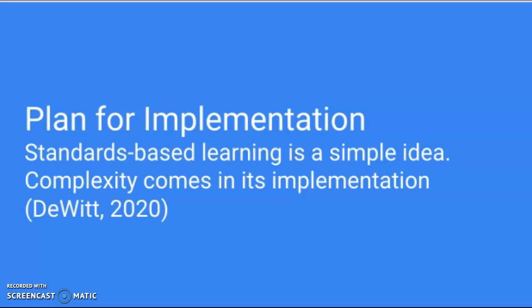Standards-based learning is a simple idea. Complexity comes from its implementation. To successfully implement standards-based learning requires that we keep the simple purpose of transparency in mind while adapting to the unique and complicated contextual characteristics of different classrooms and schools. Implementation efforts won't succeed by making this simple idea more complex, but by finding new and better ways to apply the idea in widely varied and highly diverse school settings.